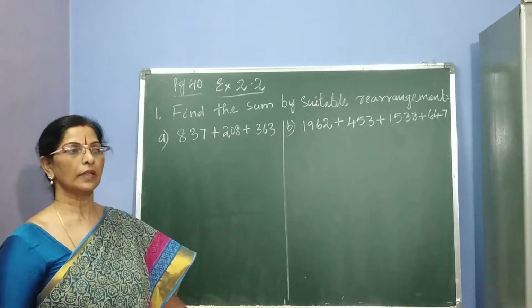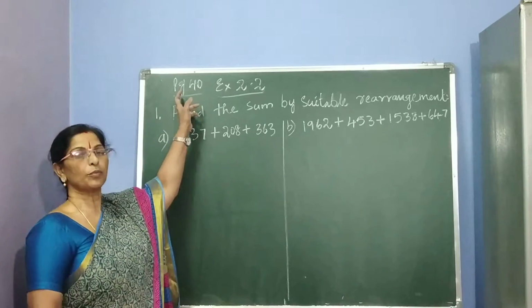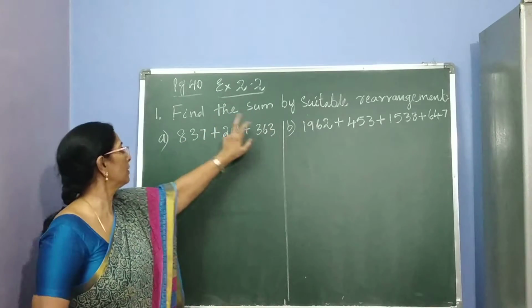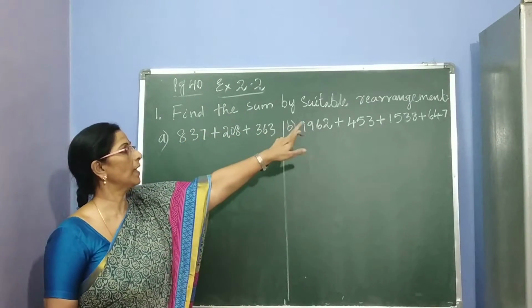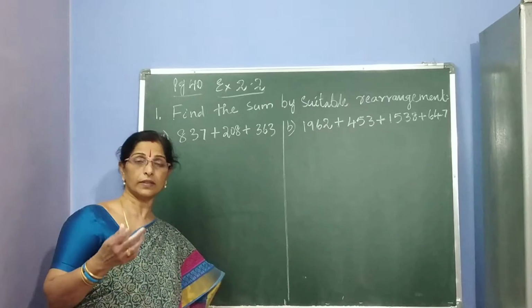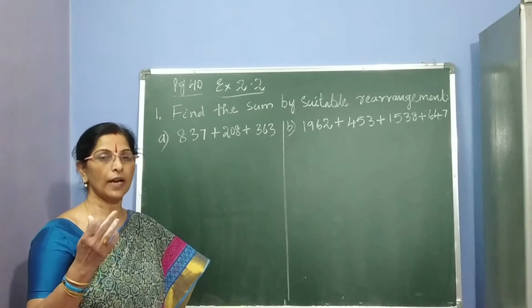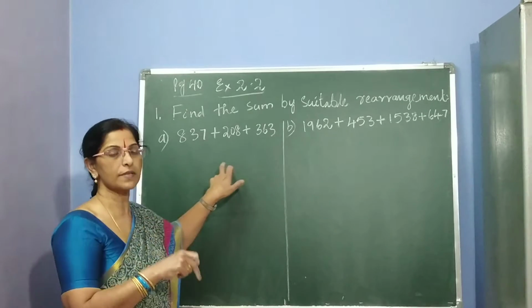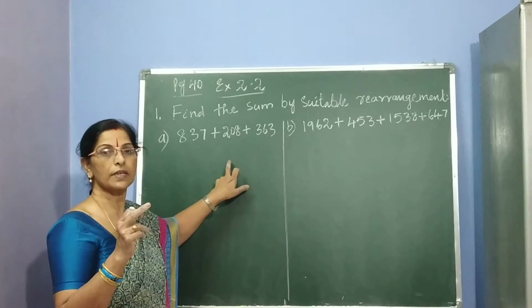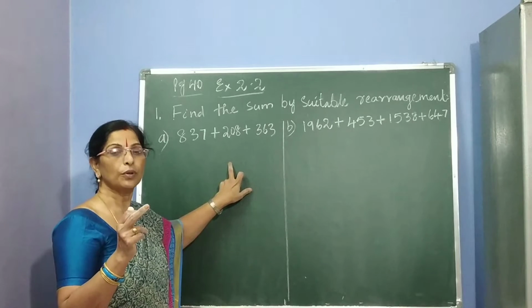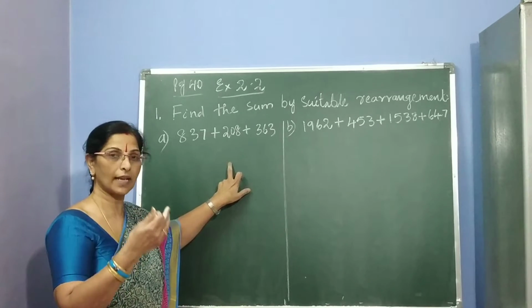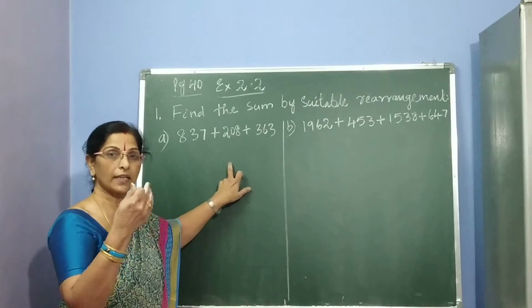Hello children, come to page 40, exercise 2.2. Here, find the sum by suitable arrangement. So far you have learned properties of whole numbers. Here we can use those properties. Those properties help you in arranging and simplifying the numbers in calculations.